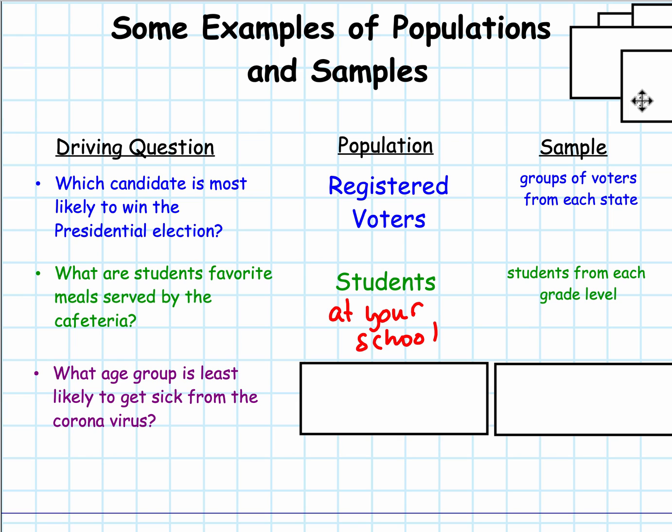So, is there a difference of opinion if you go to a school where there's 6th through 12th graders? Maybe 6th graders like different things than the 11th and 12th graders. So you might want to go ahead and, for example, get a sample of students from each grade level. You may want to only have samples from people who actually eat the cafeteria food at least a certain number of times per week.